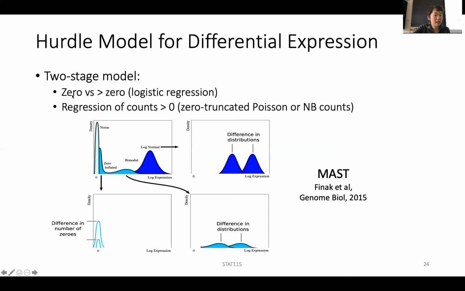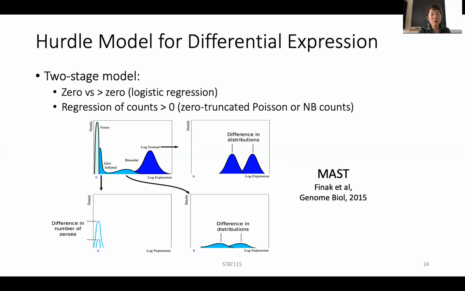So you have a two-stage process. You have to decide, for this gene, is it in the zero part or in the non-zero part? In the zero part, you calculate the number of zeros, and in the non-zero part, you calculate the real expression level differences.